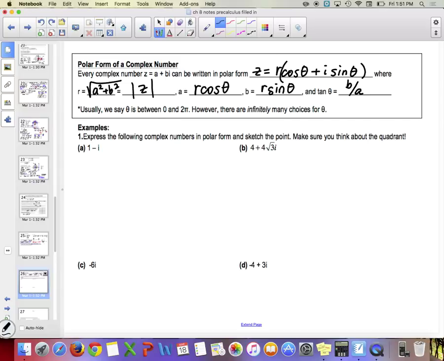Okay, so it says express the following complex numbers in polar form and sketch the point. So if I have 1 minus i, okay, do we know how to sketch that? We have a real axis and we have an imaginary axis. What we're saying is we're going to go 1 unit along the real axis and we're going to go down 1 unit along the imaginary. It's going to be right there. So it's at the point 1 comma negative 1, basically.